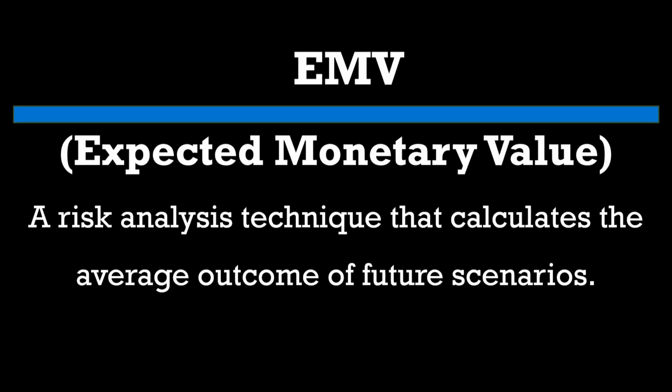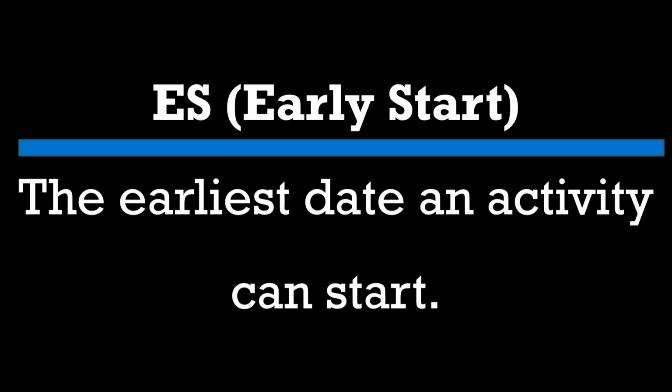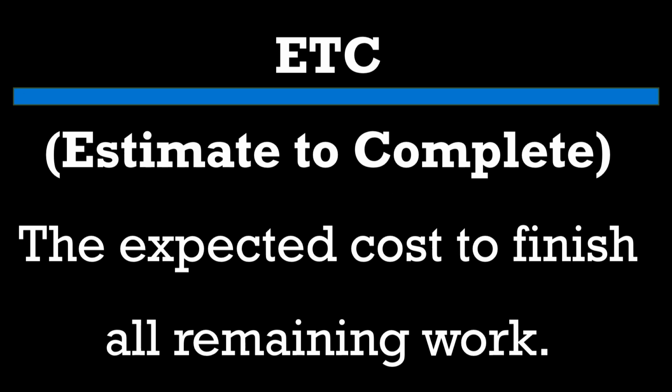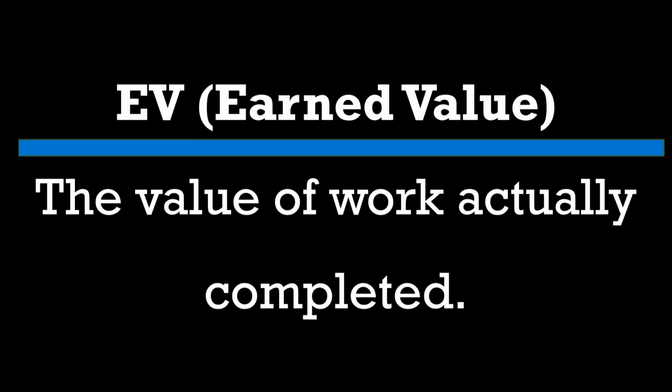EMV, Expected Monetary Value, a risk analysis technique that calculates the average outcome of future scenarios. ES, Early Start, the earliest date an activity can start. ETC, Estimate to Complete, the expected cost to finish all remaining work. EV, Earned Value, the value of work actually completed.